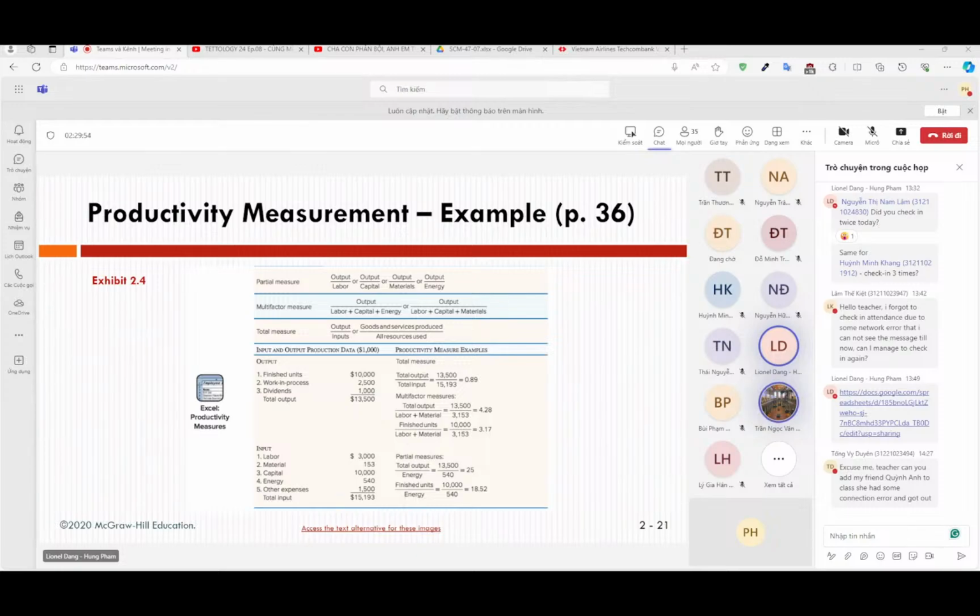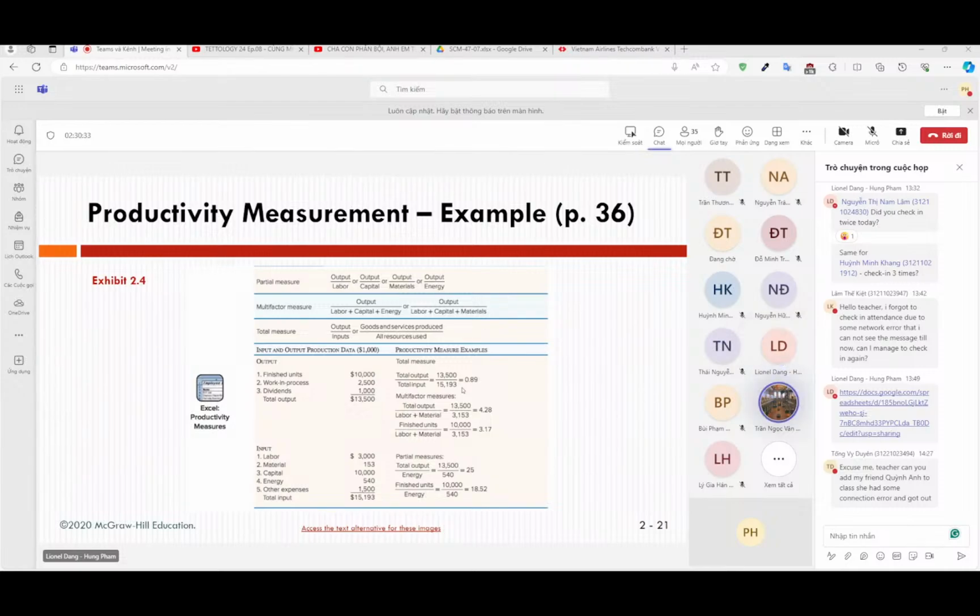For the total measure, you need to understand it like this. For $1 that you put in, you will get out $0.89, or 89 cents. Meaning that if you put in $100, you will get back $89 for the output. Yes, that's what it means, meaning that the waste in the entire process is 11.